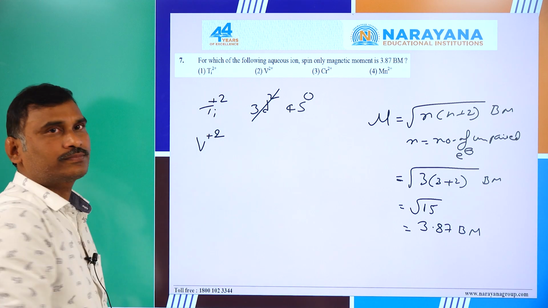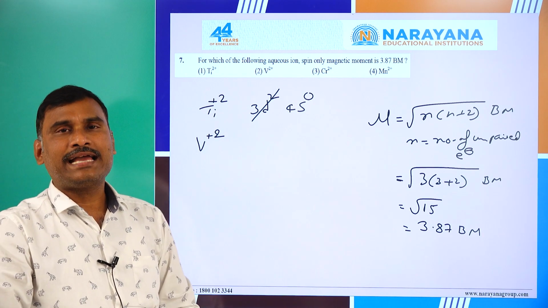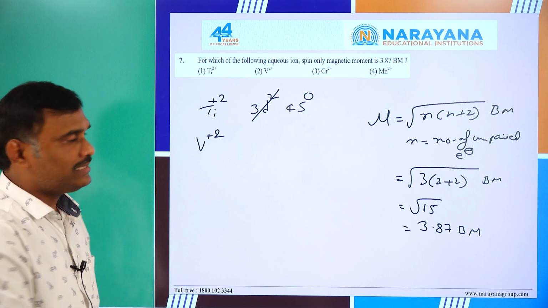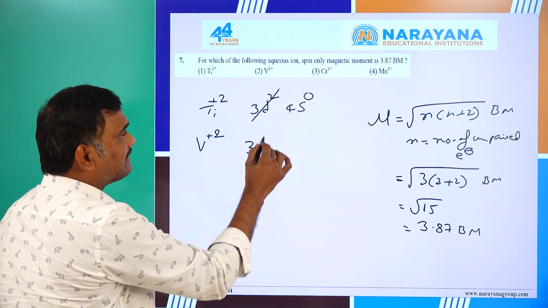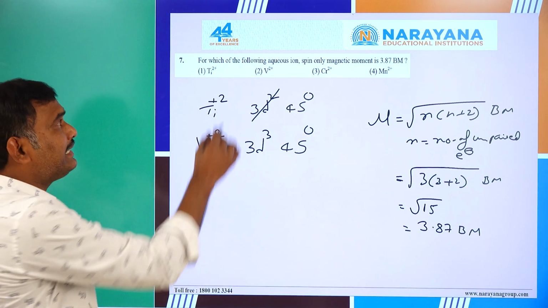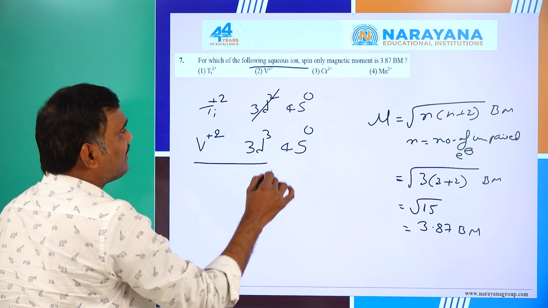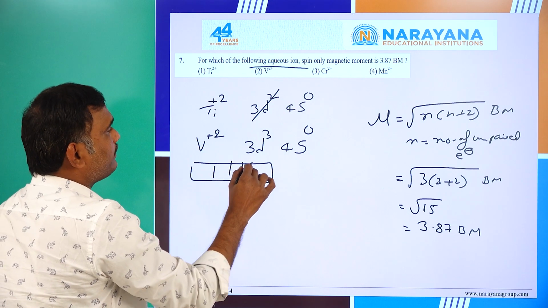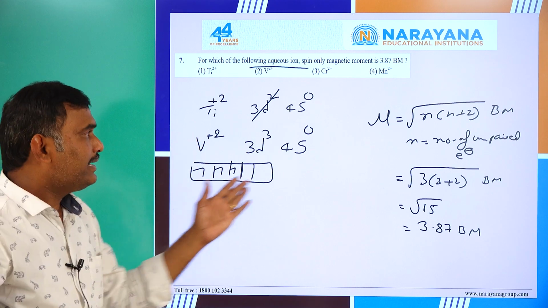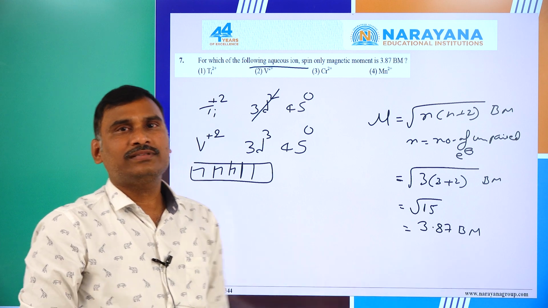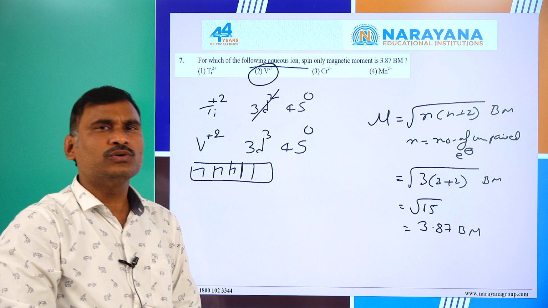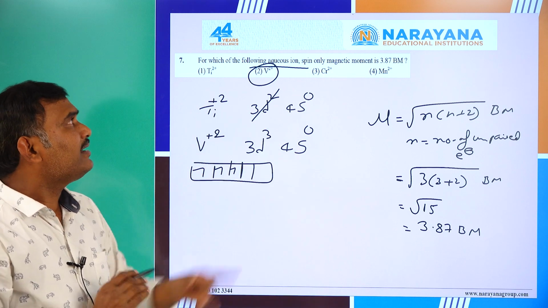V plus 2, that is vanadium, atomic number 23, students. That is vanadium plus 2, that is 3d3 and 4s0. Yes, friends, that is an aqueous solution, that is a weak field ligand, and then there is no problem. The number of unpaired electrons: 1, 2, 3. That's why with 3 unpaired electrons, there is a chance of 3.87. That is why V plus 2 is the correct answer for the given options.